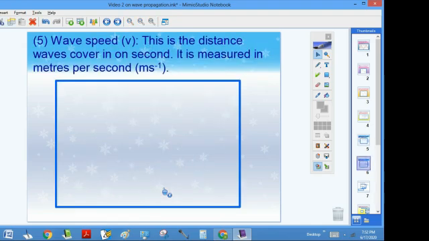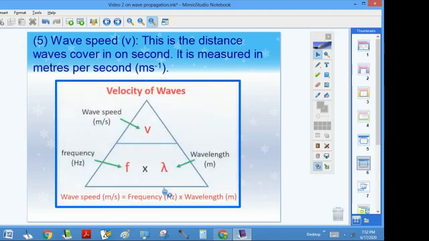Next, we have what we call the wave speed. This is the distance waves cover in 1 second. It is measured in meters per second, just like the normal speed or velocity.